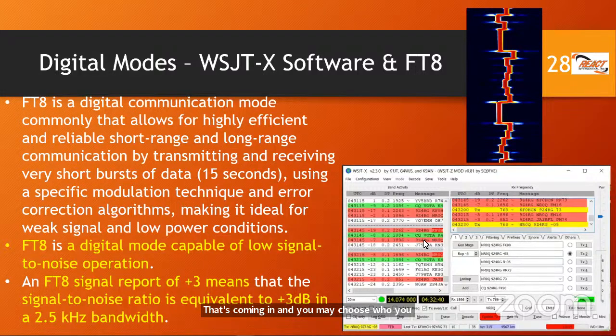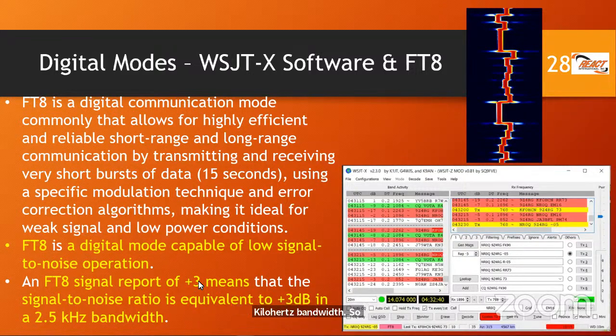All right, so a couple of exam questions. FT8 is a digital mode, meaning it uses a computer, and it's capable of low signal to noise operation. The last bullet point is important because it's also an exam question, so we need to learn this off. An FT8 signal report of +3, what does it mean? It means that the signal to noise ratio is equivalent to +3 dB for a 2.5 kilohertz bandwidth. So you need to learn this for the exam.